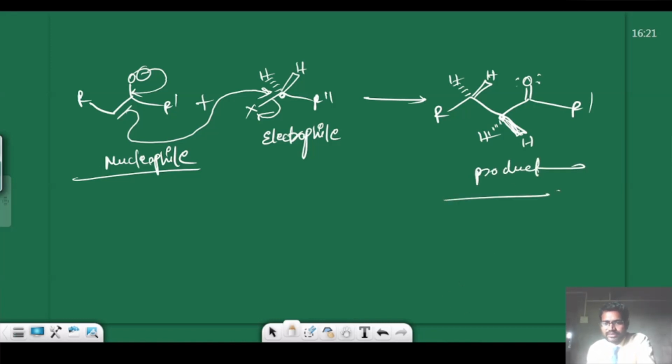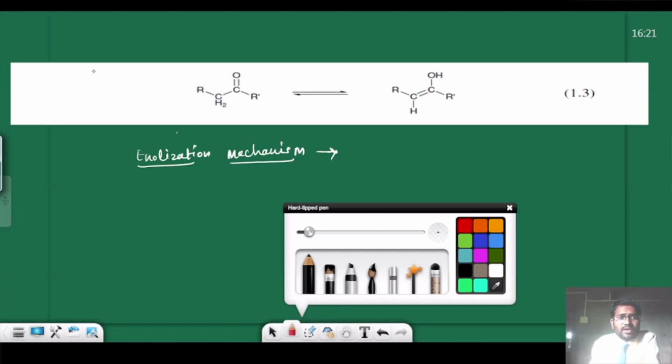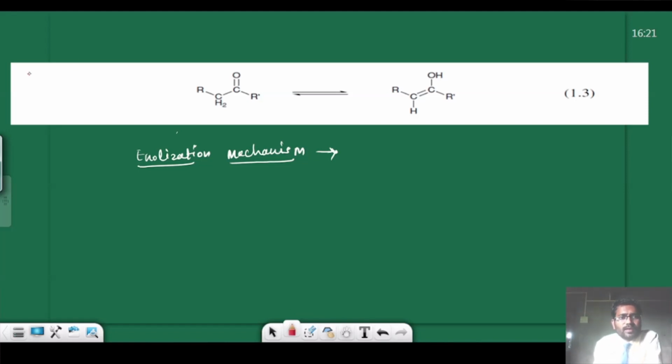Let us discuss the next example. Here also, this is nothing but the enolization mechanism. They have mentioned a new reaction, that is the enolization reaction.